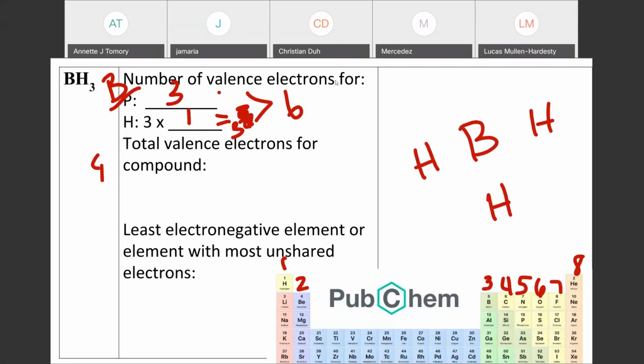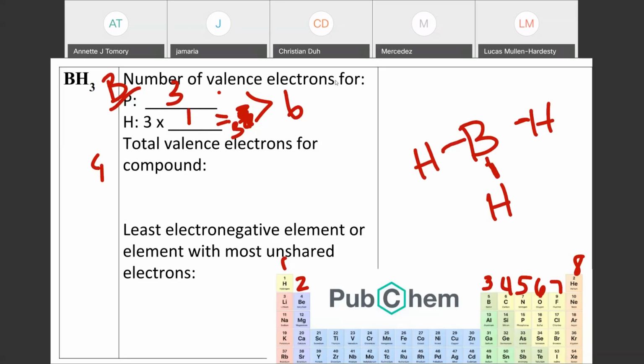All right, so I have boron in the middle. What do I do with the B and H? You connect them with a line. Okay, how many electrons do I have here? 6. Okay, so I'm going to take a second to take a look at this.